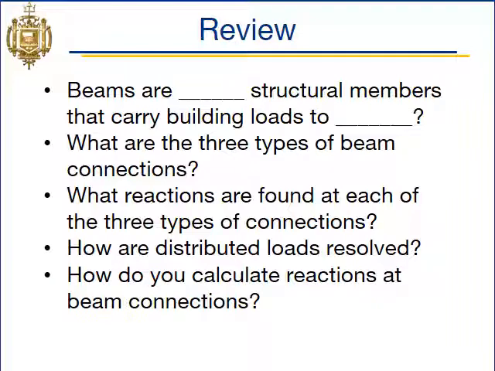All right, here's your review. Beams are horizontal structural members, and they carry building loads over to the columns. They might carry it to another beam, which will eventually carry it to a column, but they all end up at the columns. Our three types of beam connections are fixed, pin, and roller.